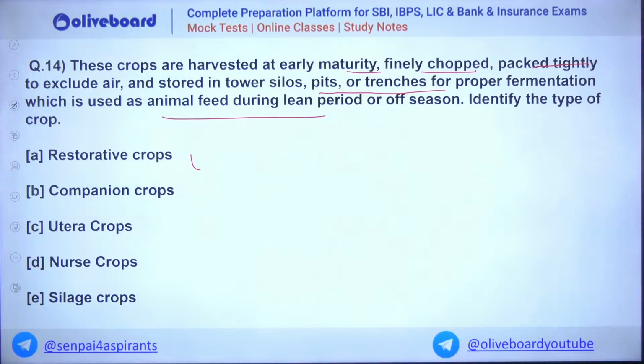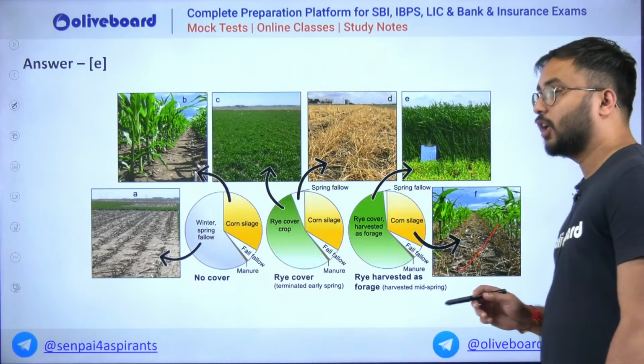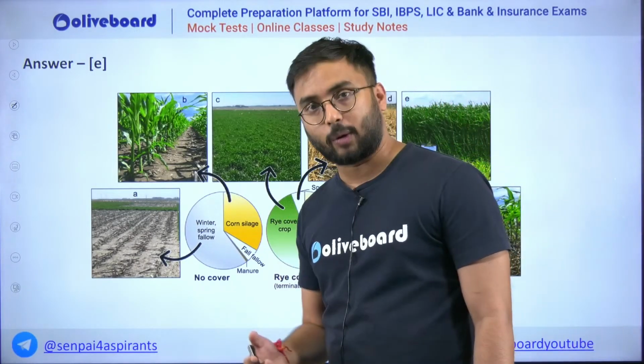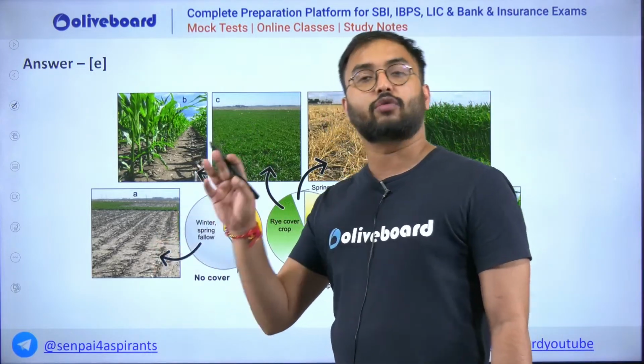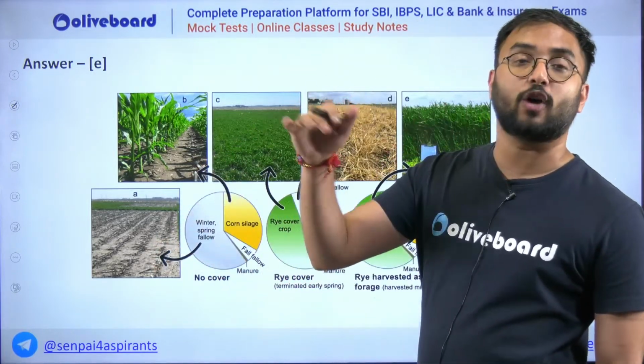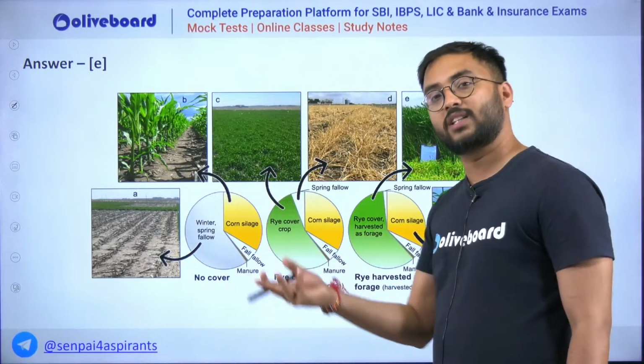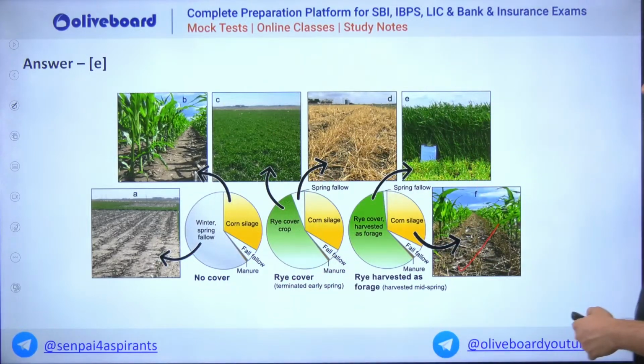So the answer here is silage crops. This is the correct answer. Generally silage crops are fodder crops only, which are used for fodder purposes or food purposes for your cattle in dry or lean period, summer season where water is unavailable, grains are unavailable.